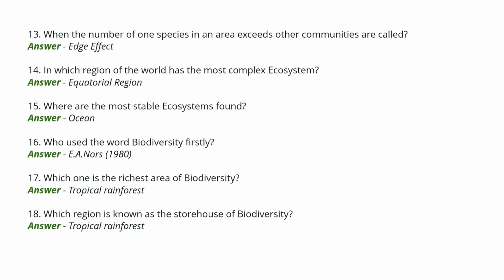Which region is known as the storehouse of biodiversity? The answer is tropical rainforest. The tropical rainforest is considered a storehouse of biodiversity because a large number of plants and animals are found there, and the temperature and moisture favor the growth of a lot of producers, that is plants. The tropical forests are also called biodiversity hotspots.